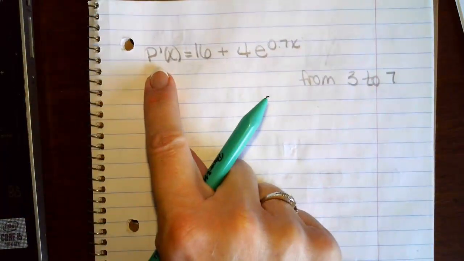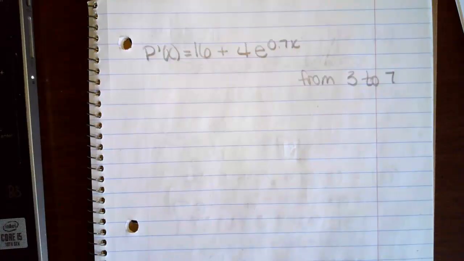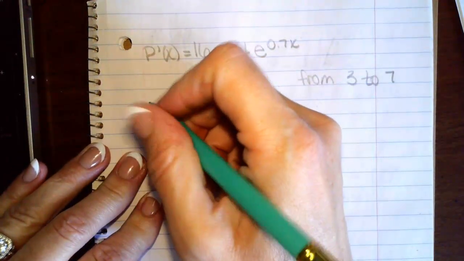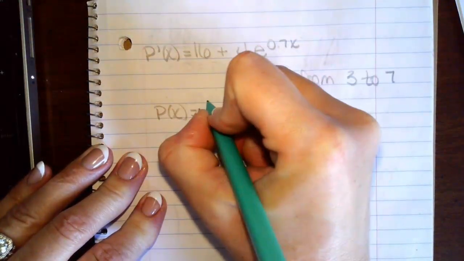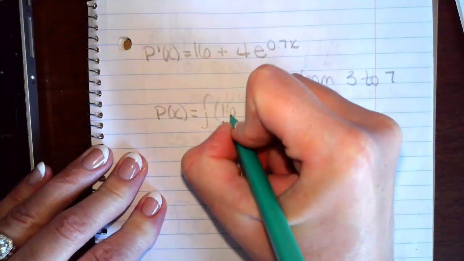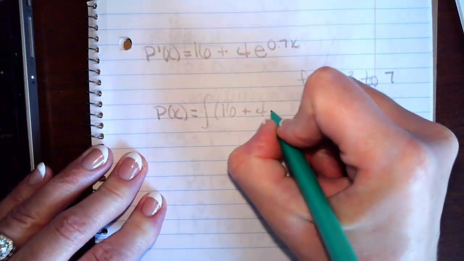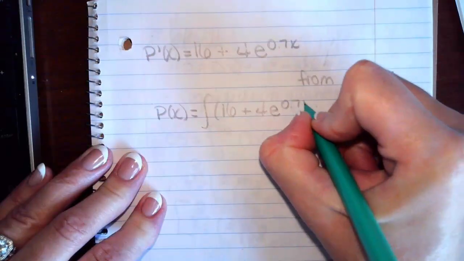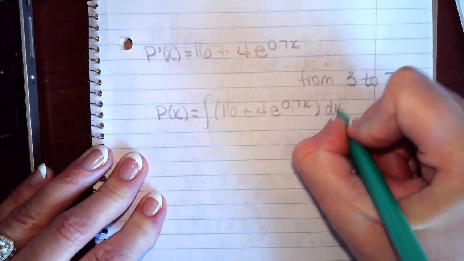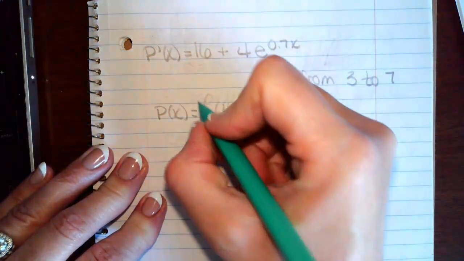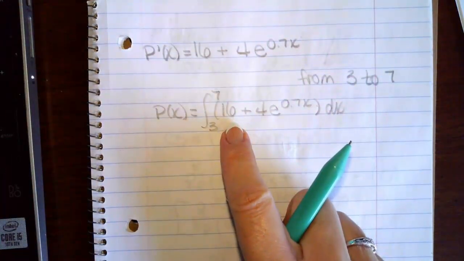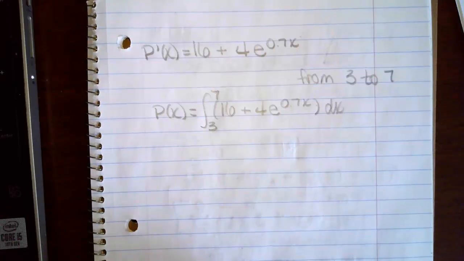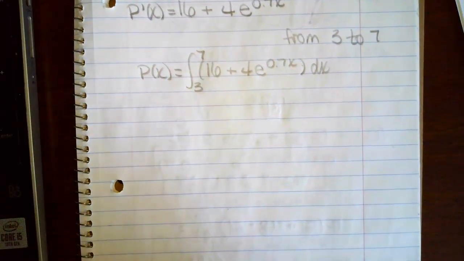So I have p prime of x equals 16 plus 4 e to the 0.7x. So I'm going to integrate both sides. And that gives me p of x equals the integral of 16 plus 4 e to the 0.7x dx. And we're taking that from 3 to 7. So we know how to integrate 16. I'm going to drop that down to the bottom, so don't forget about your 16.